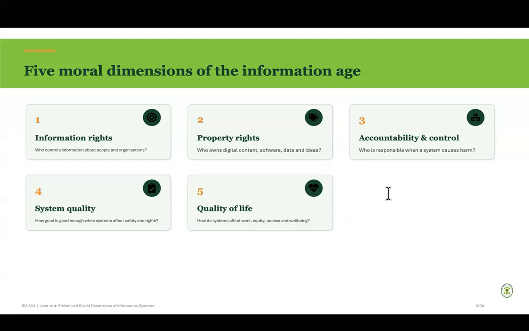And then the second one is property rights and obligations. And this one concerns who owns digital content, who owns the software, the data, the models, and the ideas. The third one is about accountability and control. And this one has to do with who is responsible when the system causes harm, or when it makes a wrong decision. And then the fourth one is system quality. This one talks about how accurate, how reliable, and how secure a system needs to be before we can use it. And then the final one, the fifth one, quality of life.